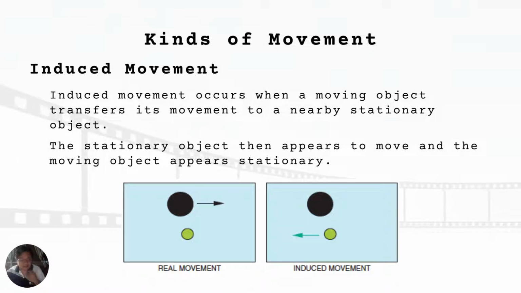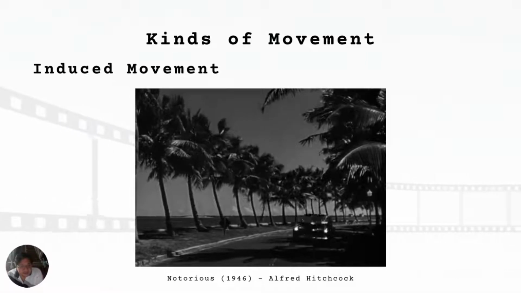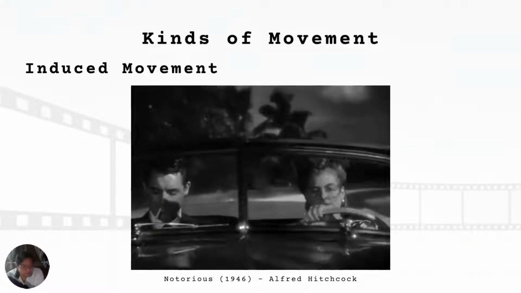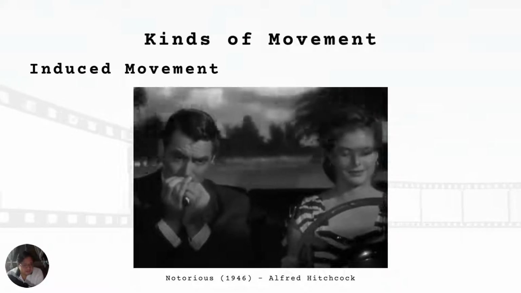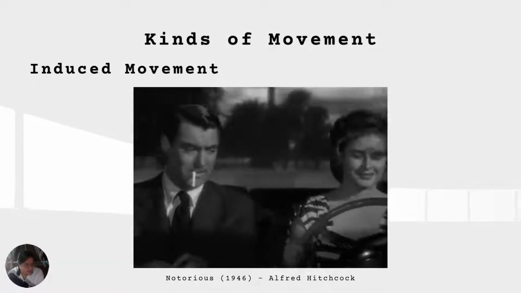And you feel that you are moving in the opposite direction of the bus. Okay? In the figures in front of you, the black circle is moving to the right, and the green circle is the apparent, or induced, movement. Usually the movement will transfer to the smaller and brighter object. Okay? So this is an example of induced movement, but it's done in the background.